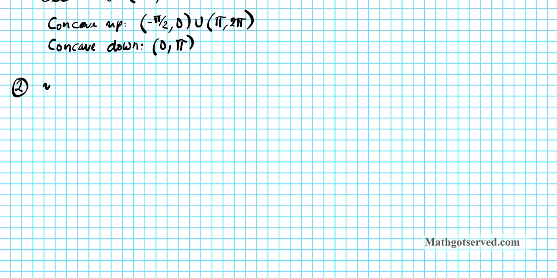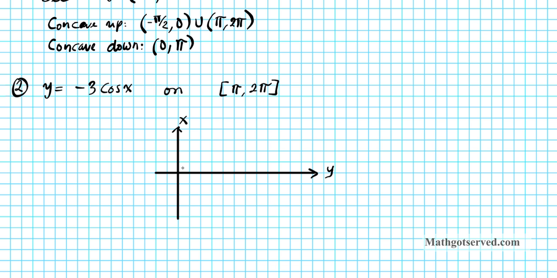For number 2, we have to graph y equals negative 3 cosine x on the interval pi to 2 pi. Okay? Let's set up our coordinate system. It goes y-axis, and then x-axis. Let's label them: this is x, and this is y. Let's call this our max, 3 units up, and 3 units down our min.